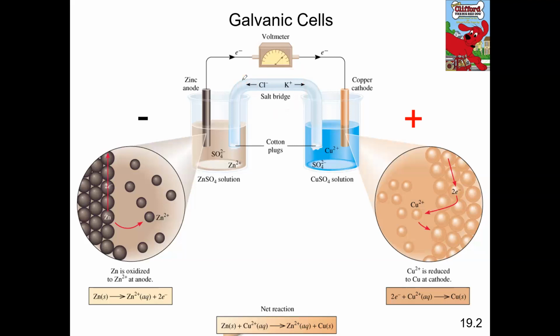One simple line for the function of the salt bridge. If the salt bridge is not there, your galvanic cell will not work. So what's the function of the salt bridge here?